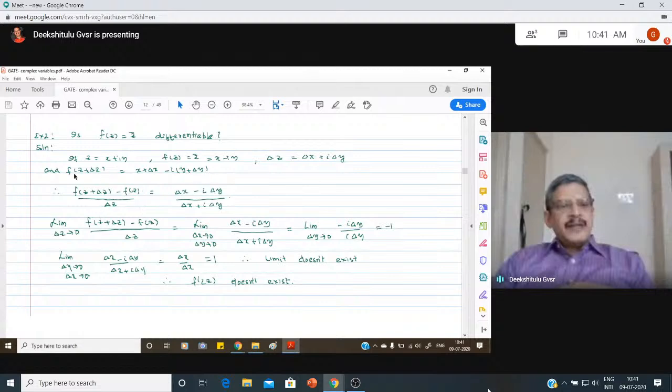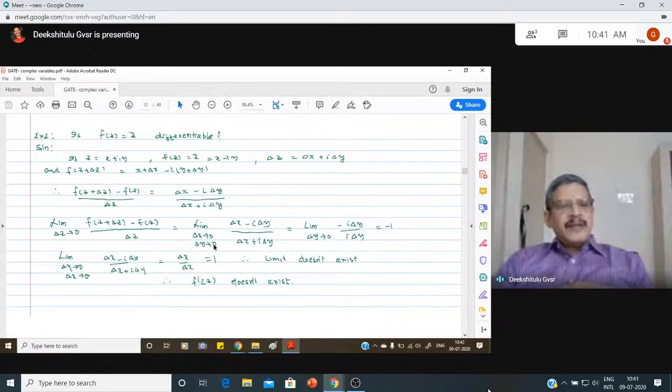So if you consider this now, f of z plus delta z minus f of z by delta z, this will be delta x minus i delta y by delta x plus i delta y. Now if you take the limit delta z goes to 0, this limit must exist. So this delta z goes to 0, it can happen two ways. First delta x goes to 0, then delta y goes to 0. And otherwise, first delta y goes to 0, then delta x goes to 0. And these two limits must be equal.